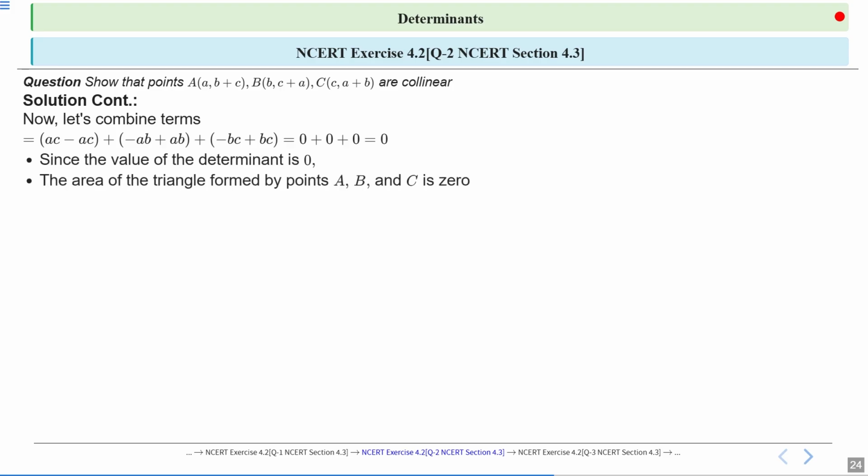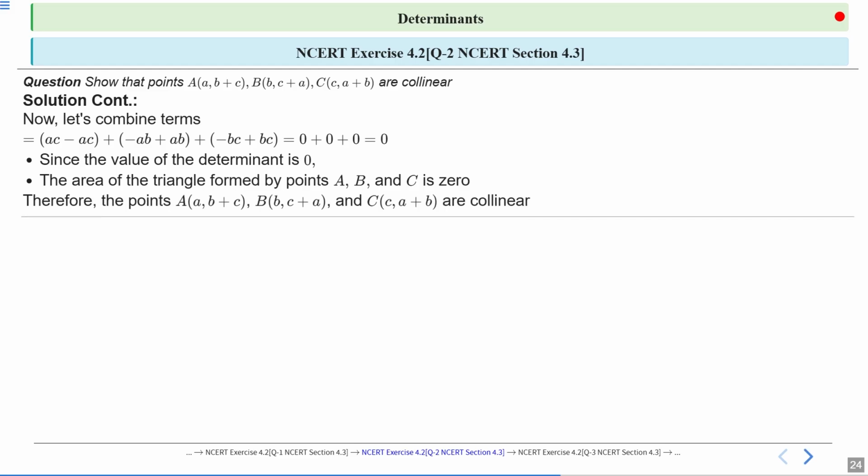Since the value of the determinant is 0, the area of the triangle formed by these points is 0. Therefore, the points A, B and C are collinear. Okay.